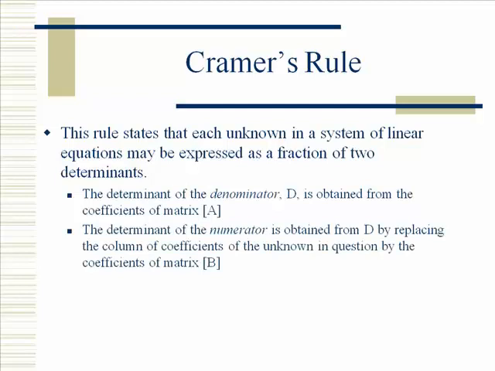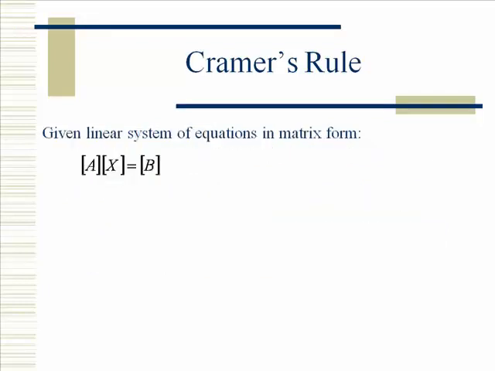This numerator is going to look a lot like the coefficient matrix of A, but it's going to have a little bit of a change in there. We're going to start with a copy of A and then replace one of the columns to make this new matrix. So let's go to A times X equals B again.